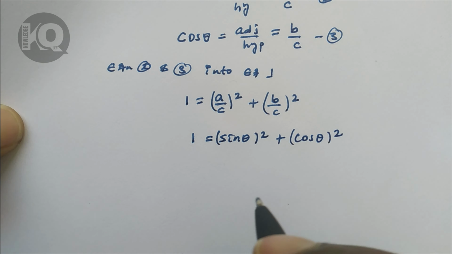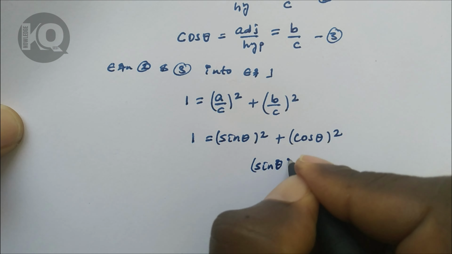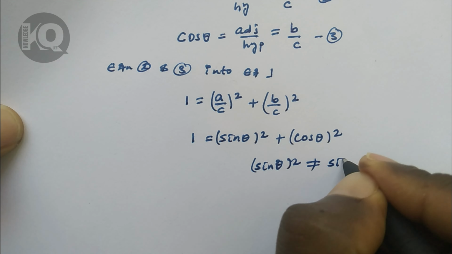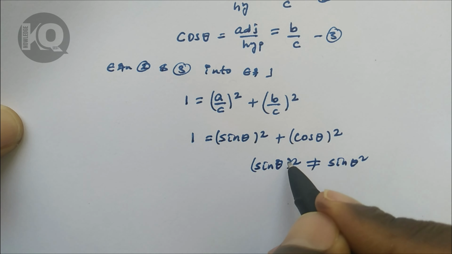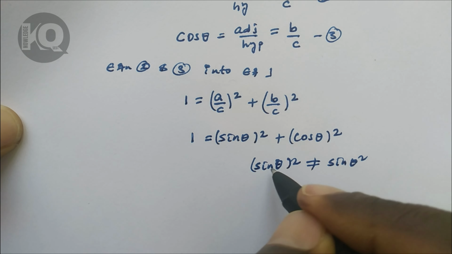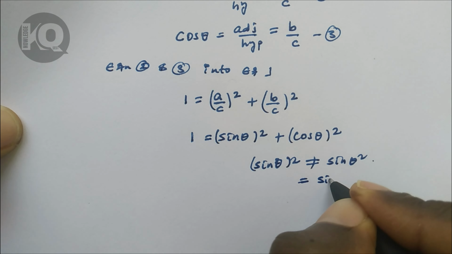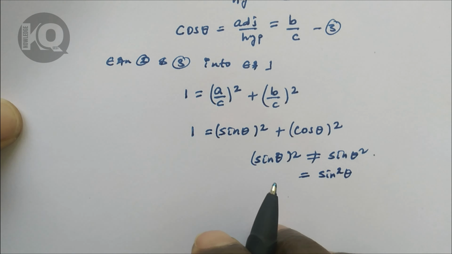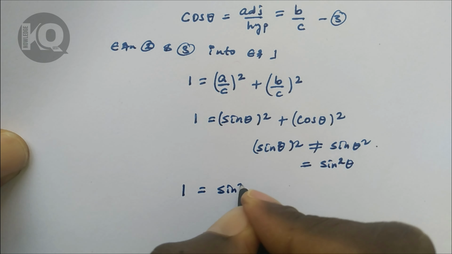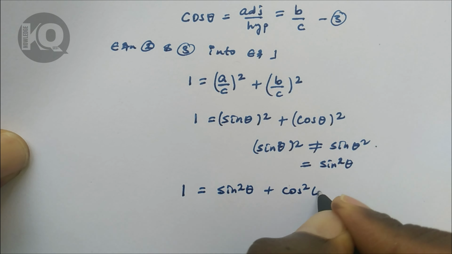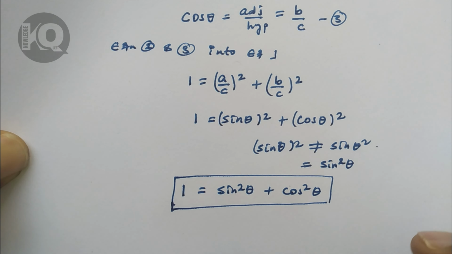Now we have to know that sin theta the whole squared is different from sin theta squared, because this bracket represents the whole term here. So this will be sin²θ. So finally, 1 is equal to sin²θ plus cos²θ. This is how sin²θ plus cos²θ is equal to 1.